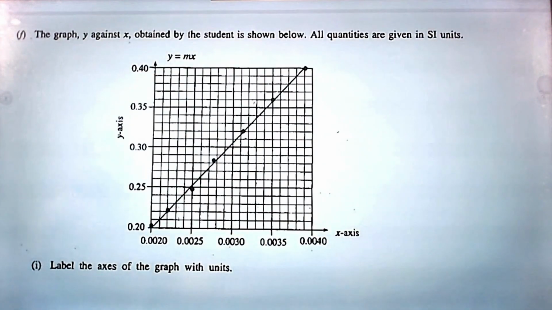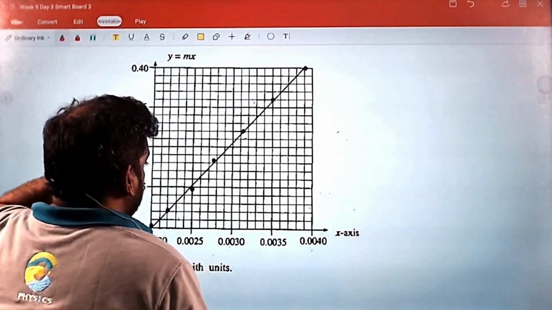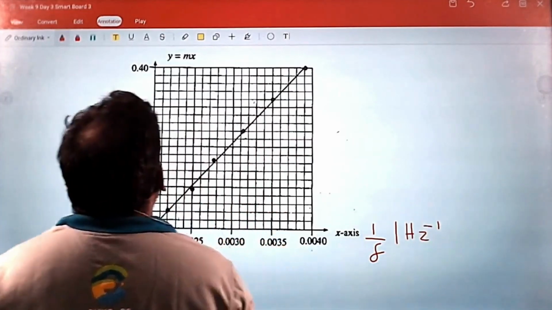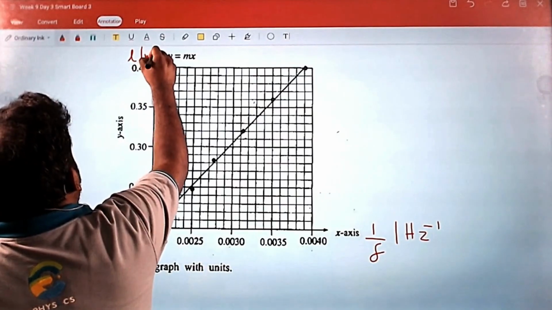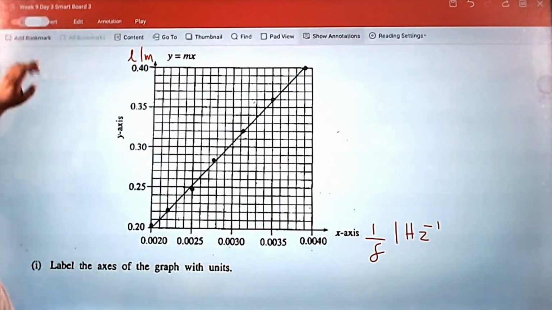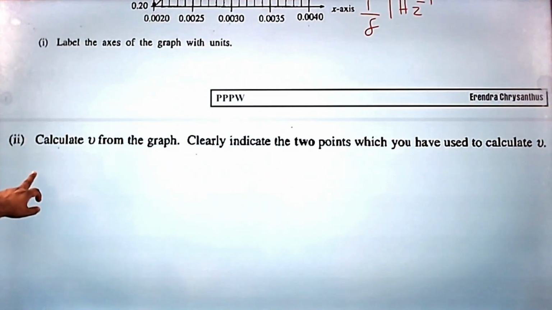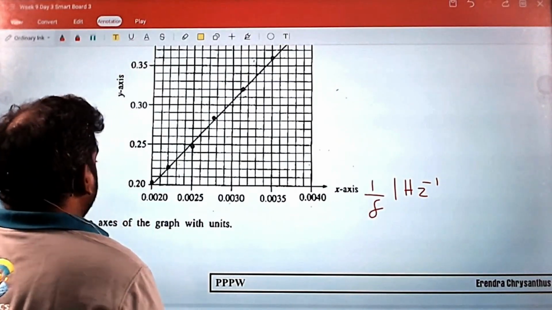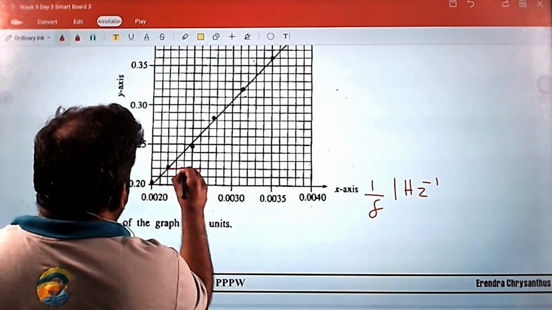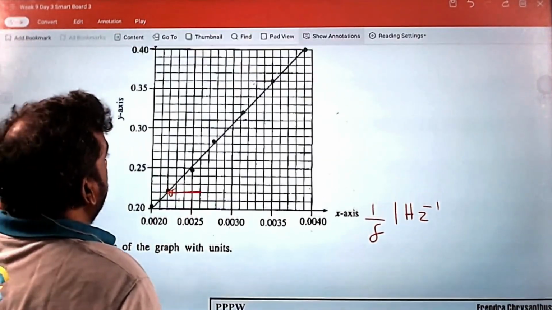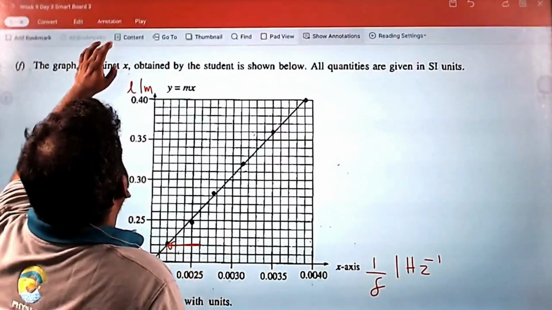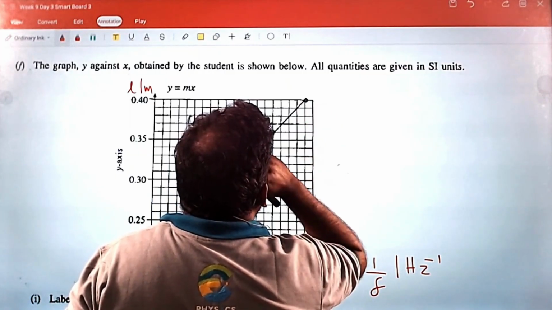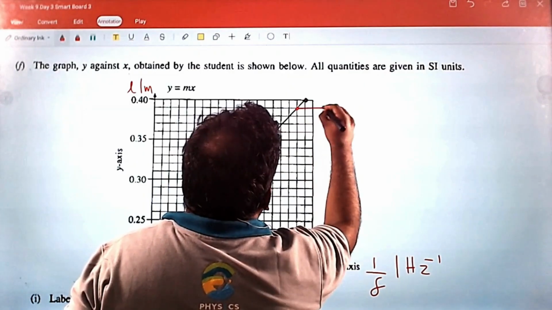The graph is given as shown in the figure. Label the axes. My x-axis will be 1 over f, in hertz to the power minus 1. Here it's going to be L, which I can put in meters. Labeling is done. Calculate the velocity from this. What are the points which you will consider? I'll consider this point here, exactly cutting the grid mark. Also I can take this point here.